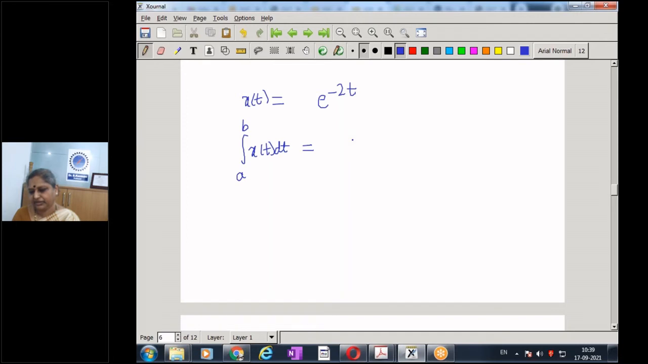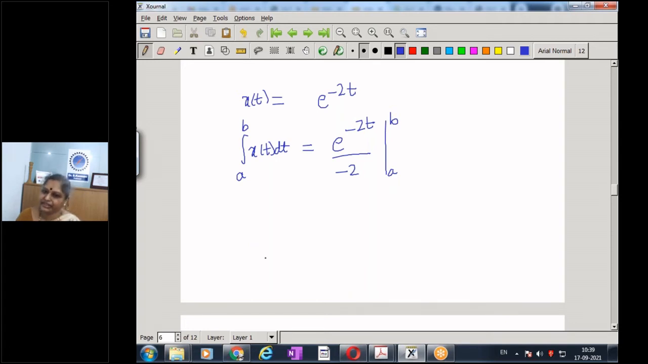Yes, e power minus 2t by minus 2. Yes, very good. So e power minus 2t by minus 2, and whatever the limits are, we can substitute and get the answer. So we know how to do this also.